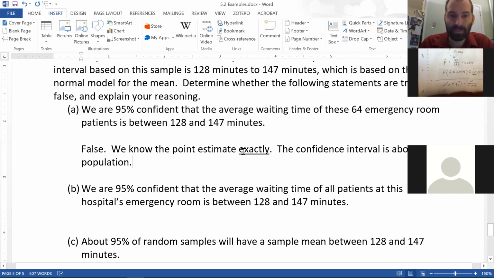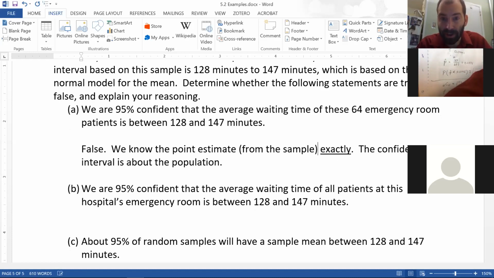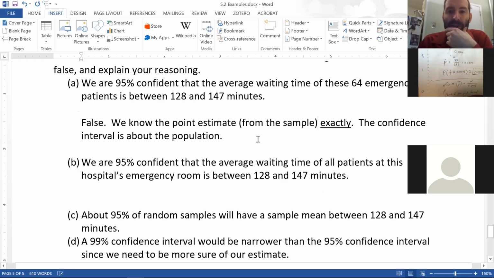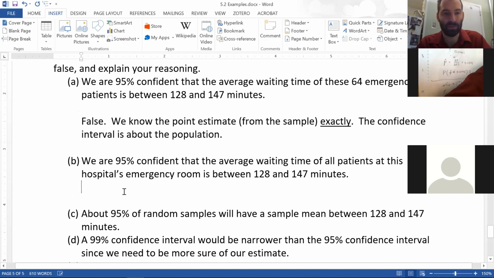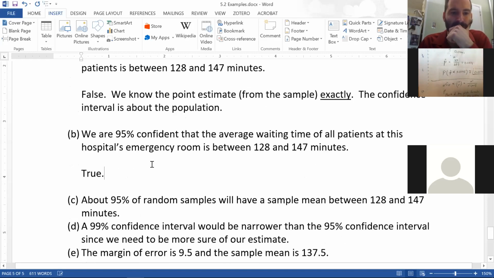Okay. Point estimate, I should be more precise, from the sample, right? That's the 64 patients. We know that exactly. We don't need a confidence interval for that. How about part B? We are 95% confident that the average waiting time of all patients at this hospital's emergency room is between this and this. Yeah, that's what the confidence interval is about. It's about the entire population. So this is true. Yep, that is what the confidence interval is about.